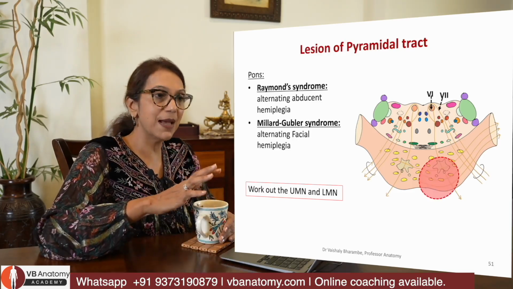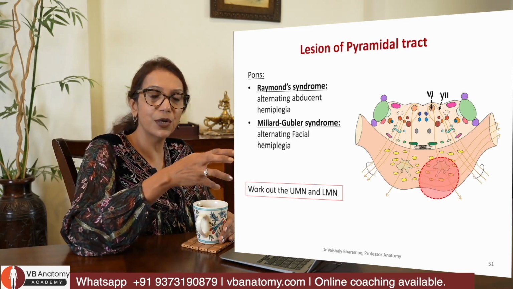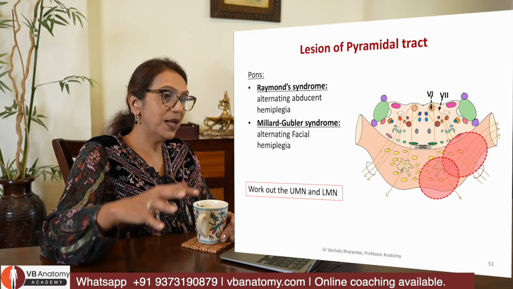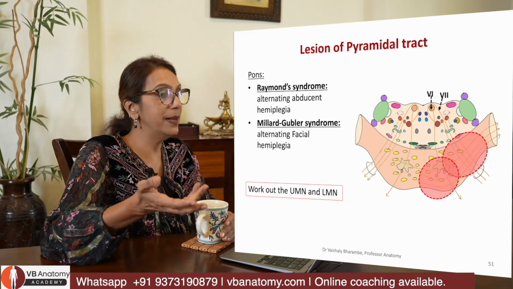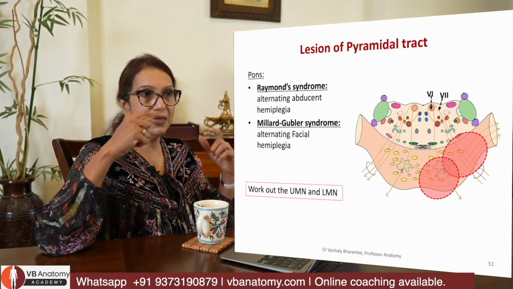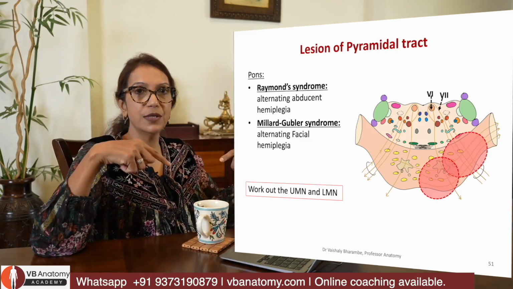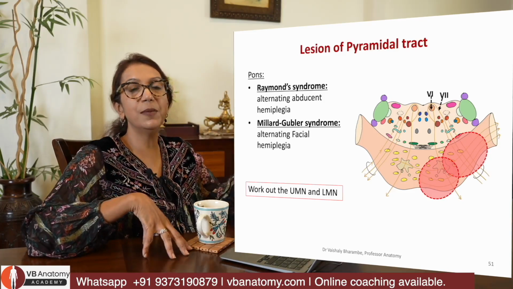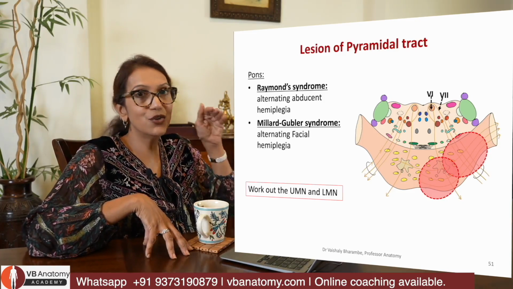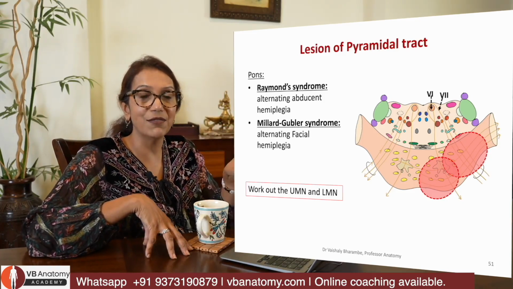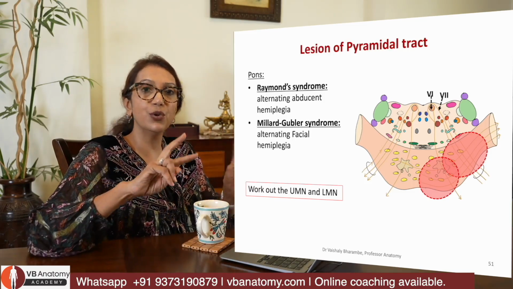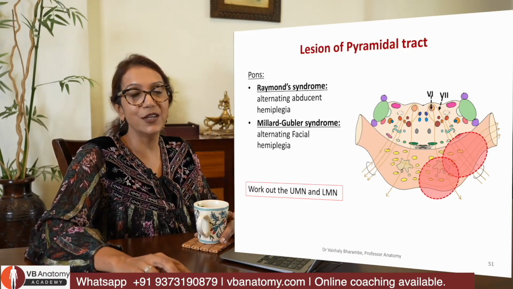Sometimes the abducent is damaged along with the lesion of the corticospinal tract, in which case you call it Raymond syndrome. Sometimes the facial is damaged. It's called Millard-Gubler syndrome. Again, because the upper motor neuron is damaged, the lesion will be an upper motor neuron lesion for the body. But because the lesion is to the cranial nerve itself, which means the lower motor neuron itself, it will be a mixture of UMN and LMN type of lesion.